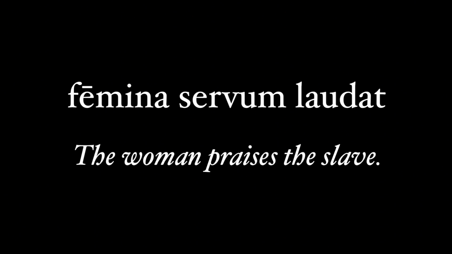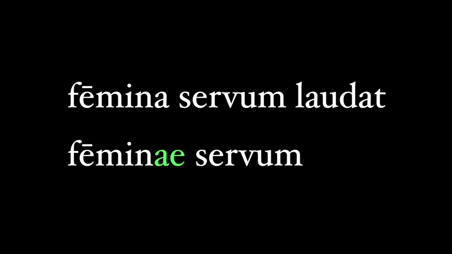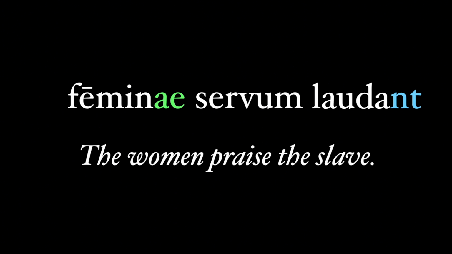So let's practice that. Our singular sentence is femina servum laudat, the woman praises the slave. To plural it, we make femina feminae, and that's the nominative plural form, and laudat laudant. Remember, if the subject is plural, the verb is also plural. Feminae servum laudant. The women praise the slave.